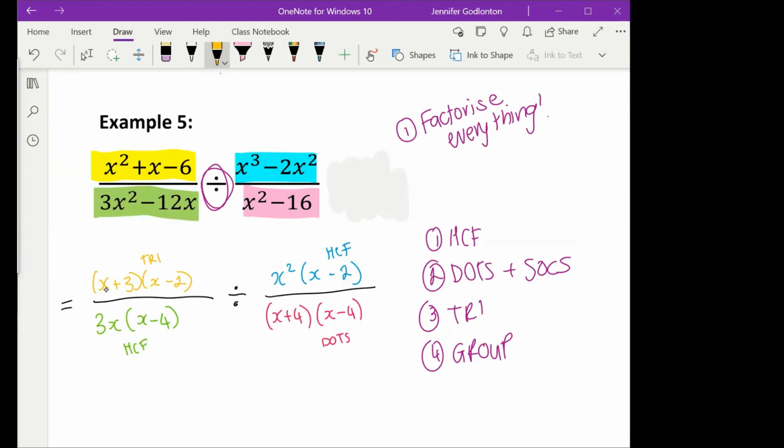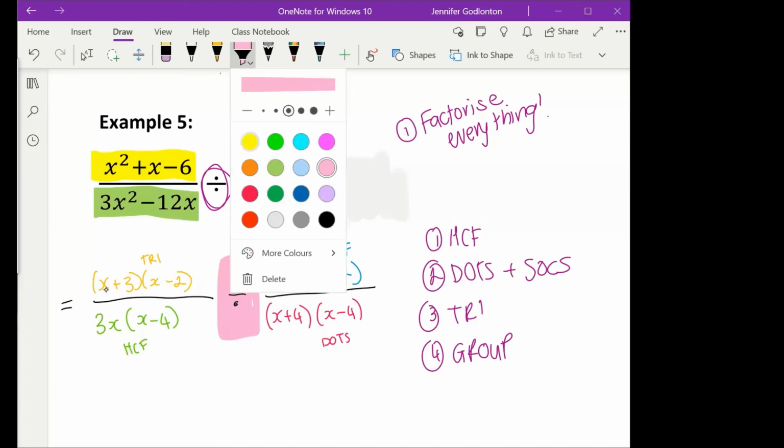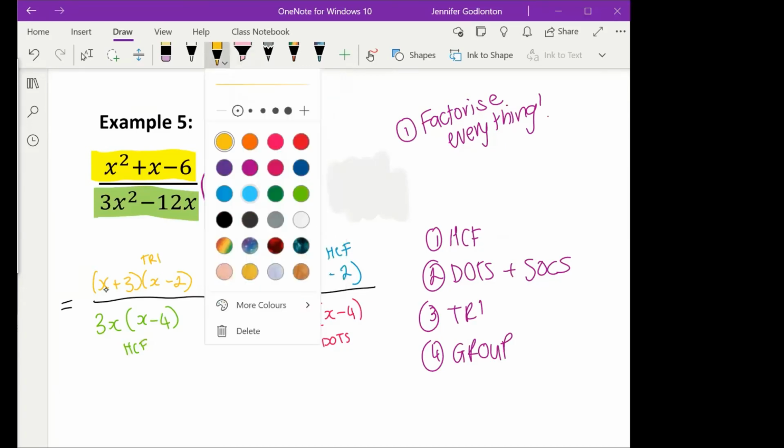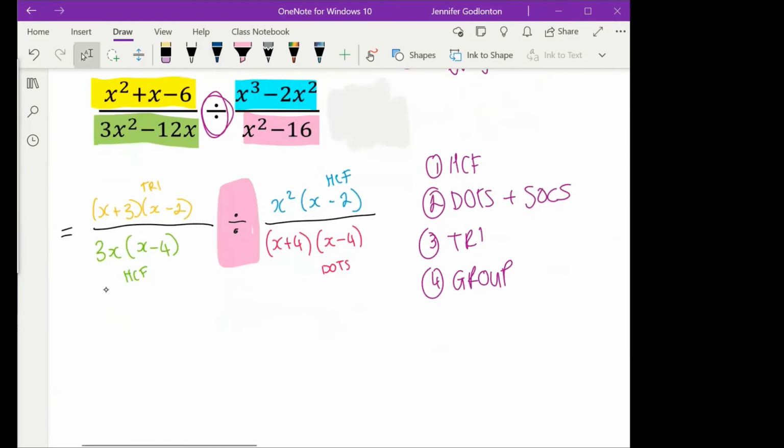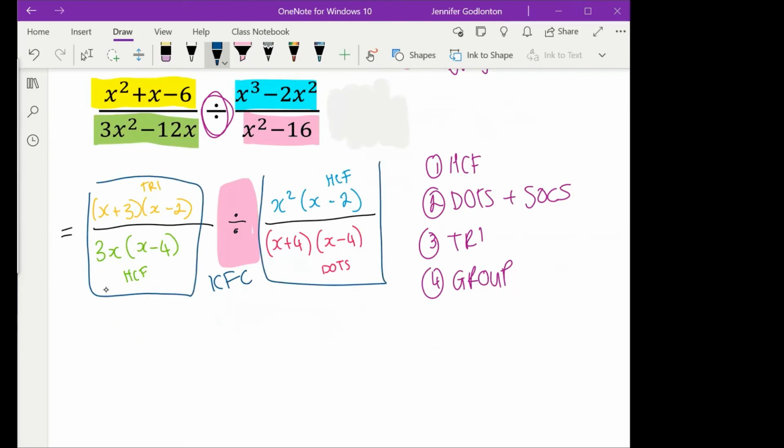Okay. So when we get to this point here, now we need to address the elephant in the room, which is this divide sign. It's an important thing for us to address because if we don't, we're going to be simplifying things the wrong way around. When we have a divide, we think of KFC. So we keep the first fraction, we flip the second fraction, and we change the sign.